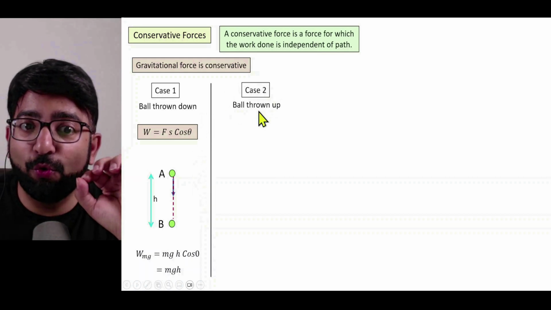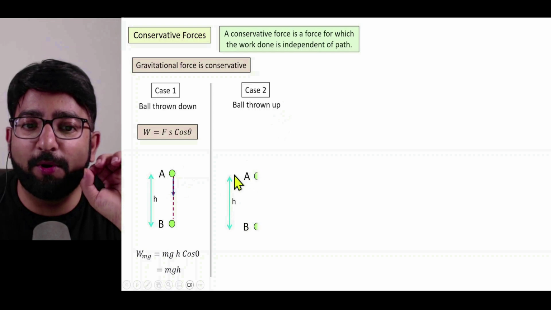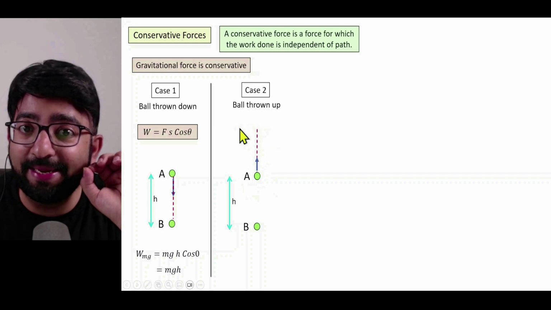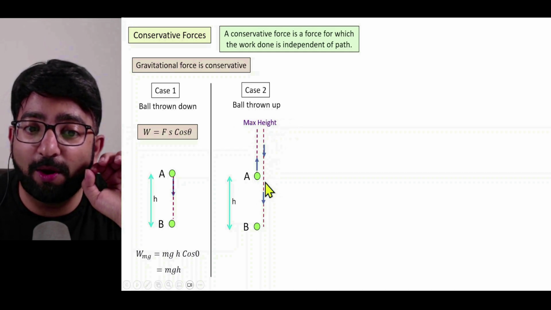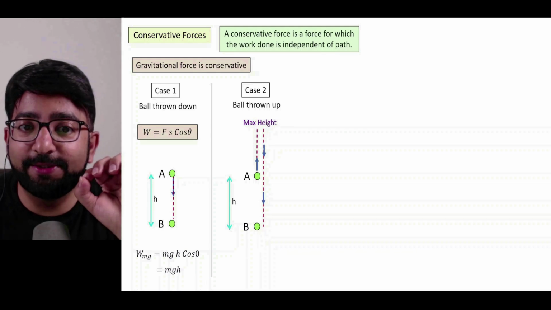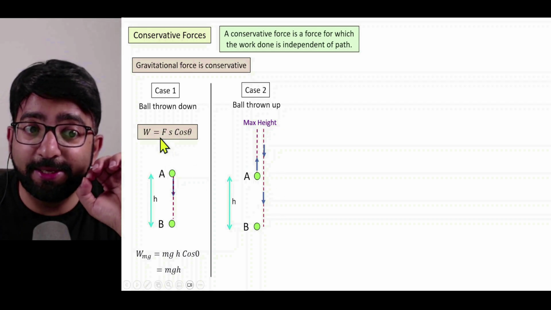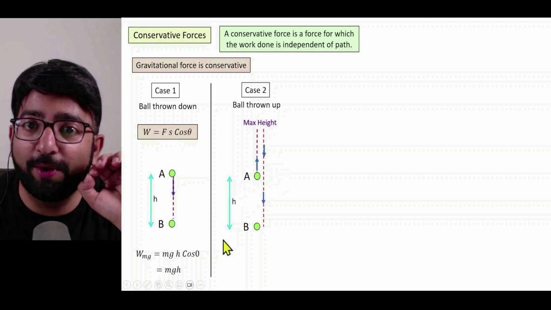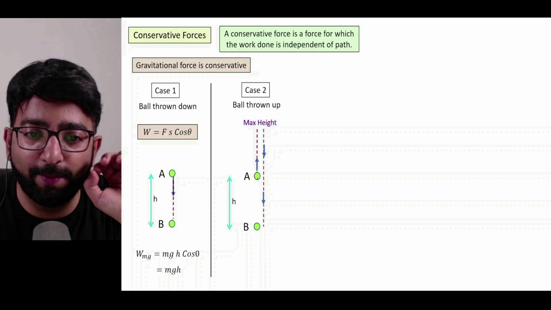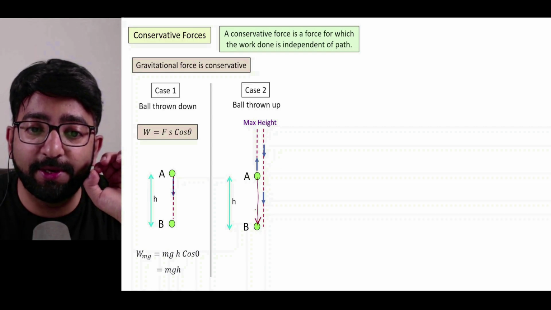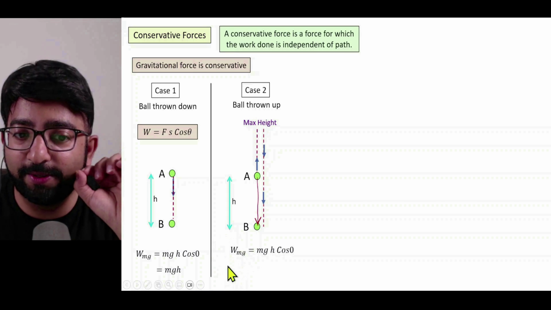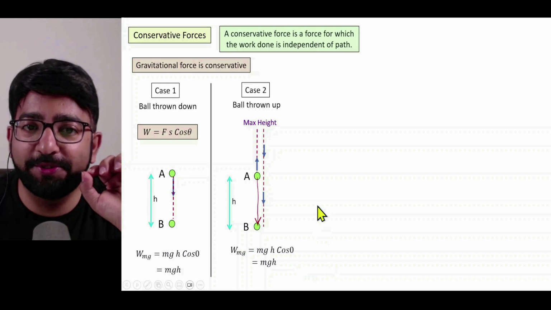Now let us consider case 2, where the ball is thrown up from the same point. Analyze: the ball is originally at the same point but it is being thrown up. It reaches a maximum height and then falls back down to reach the final position, point B. In this case, to figure out the work done by the gravitational force, the force will be mg. The displacement in this case too is h, because the initial point is A and the final point is B. Let me label this A to B. This is the displacement and incidentally it is equal to h. So even in this case, the work done by the gravitational force will be equal to mgh.